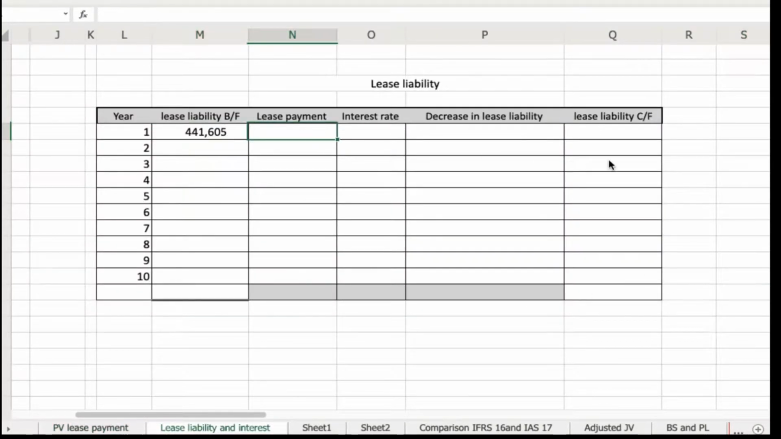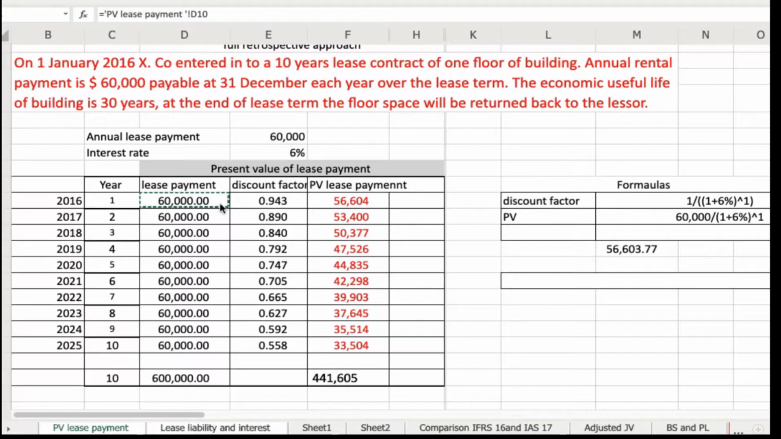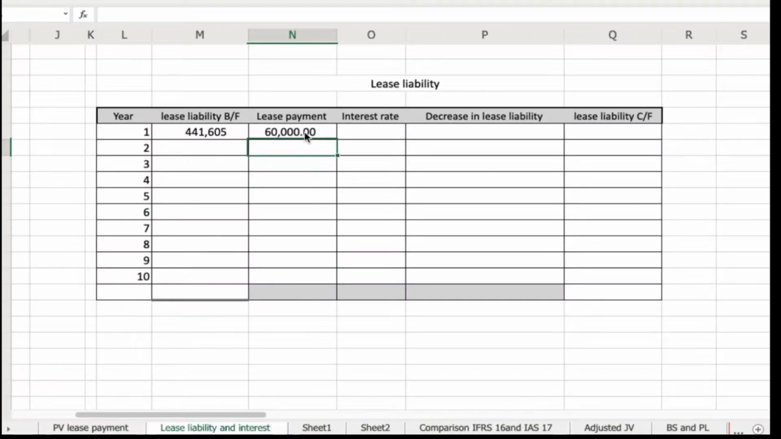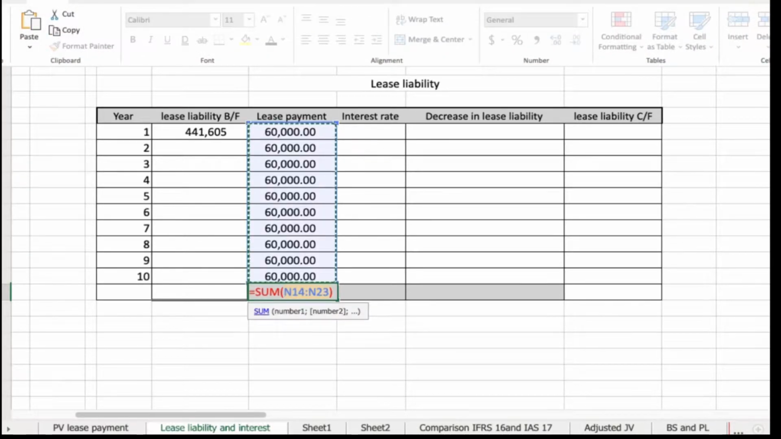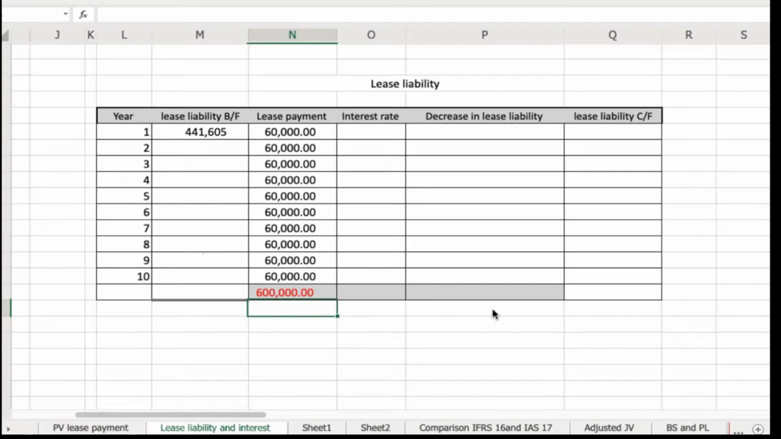It's the present value of lease payment. And how much are the lease payments we have? We have 50 equal this amount. And we will drag this down up to the 10 years. It gives us the total. Total is 600,000.